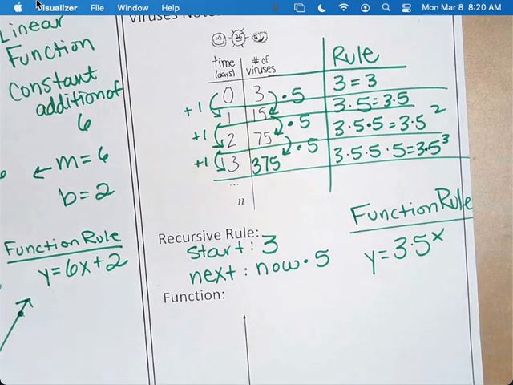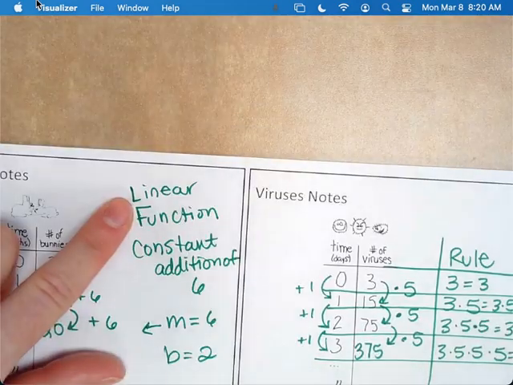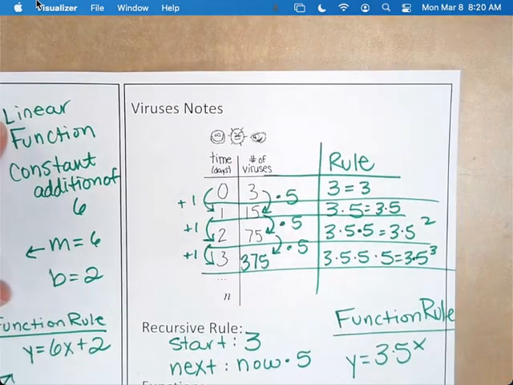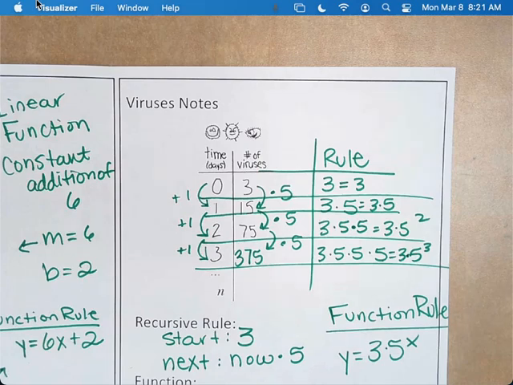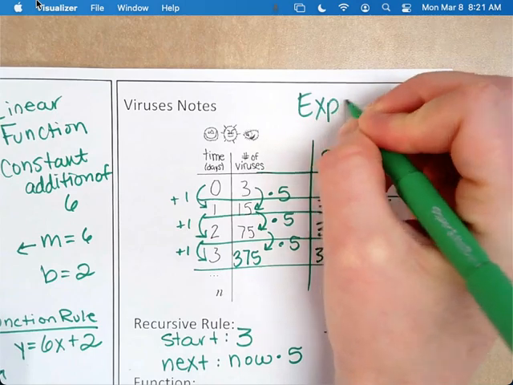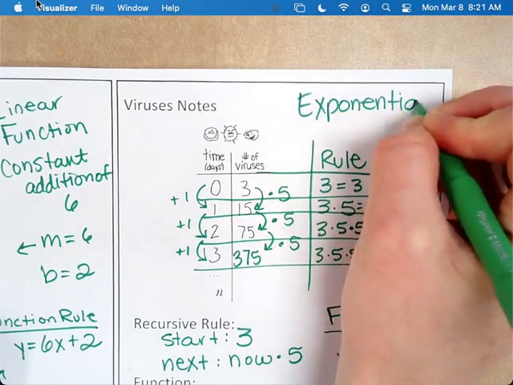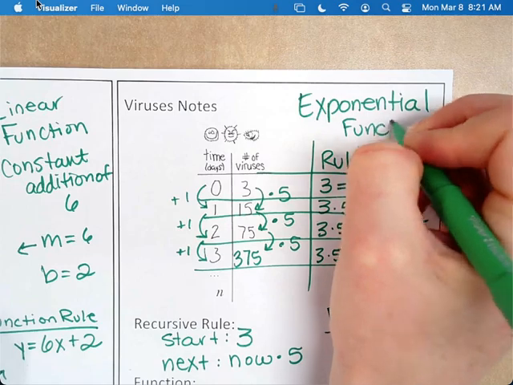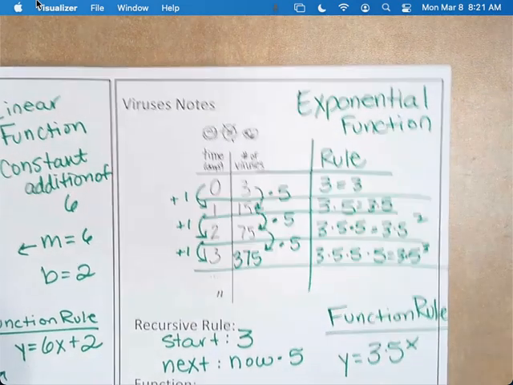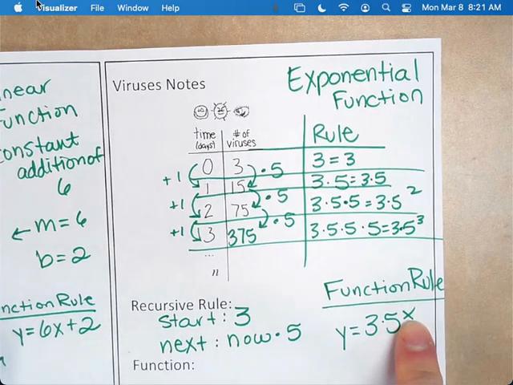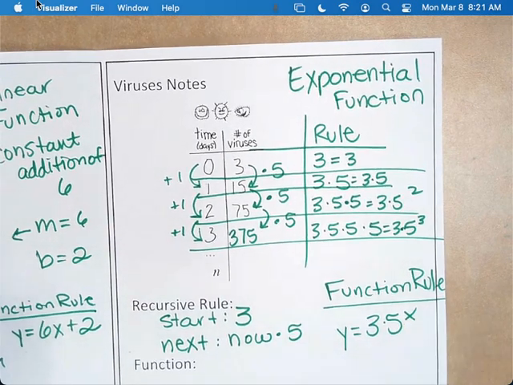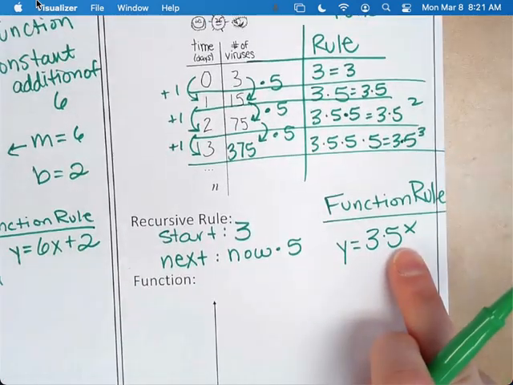So what kind of function is this? This one was linear. What kind of function do we have now? Did we talk about it on the last lesson? I don't think we actually named it. It's called an exponential function. So it has an exponent for the x value, so it's exponential. Okay, so we've already written the function. So now we're going to graph it.